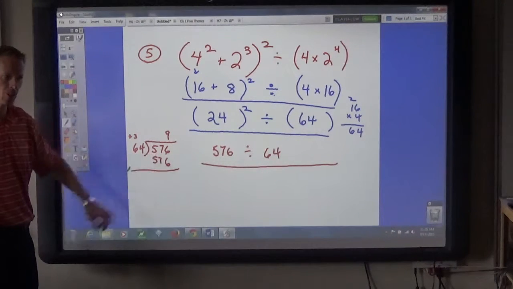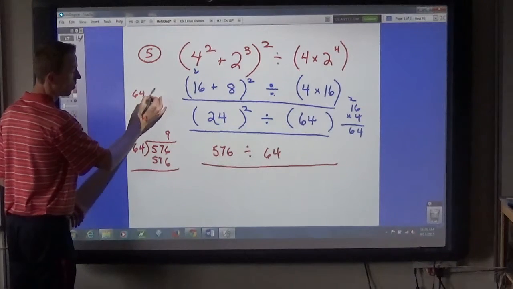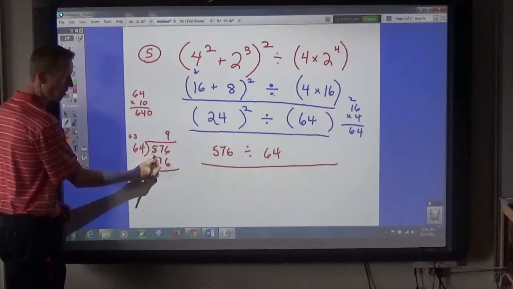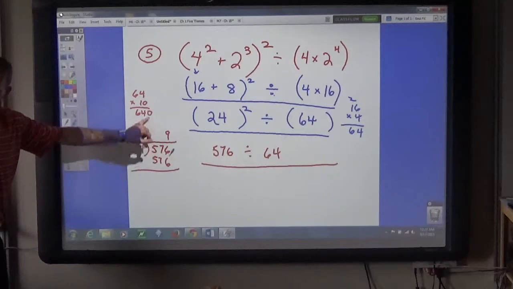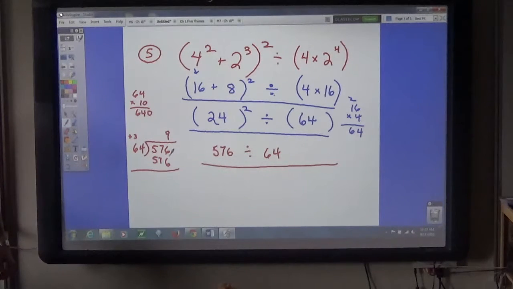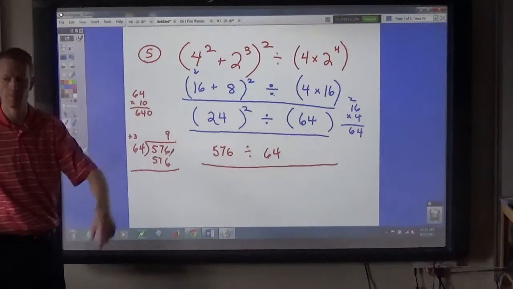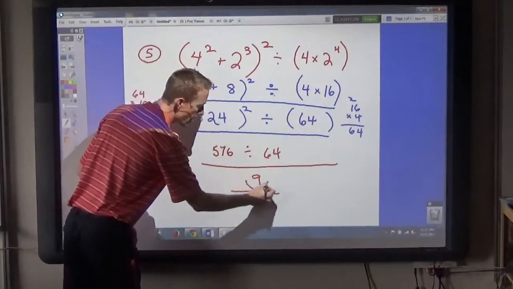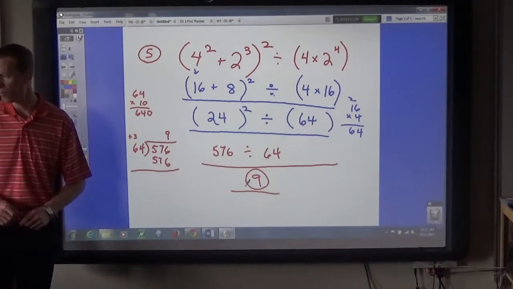Okay. So again, using estimation, when we think 64 times 10 is 640, and 640 is pretty close to 576. But it's bigger, so we have to go one less. And try it. Okay, if you get a remainder that is bigger than 64, then you know that 64 can go in another time. Alright? So, our answer is 9. Circle that. Any questions on that one?